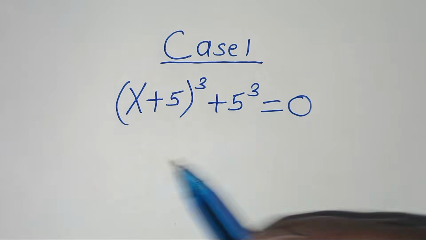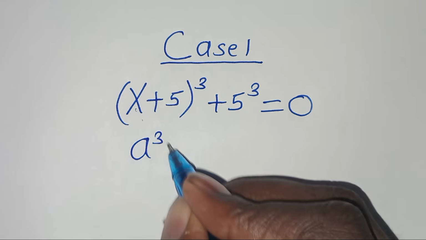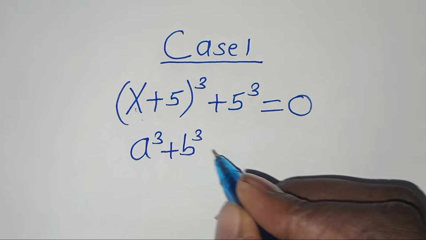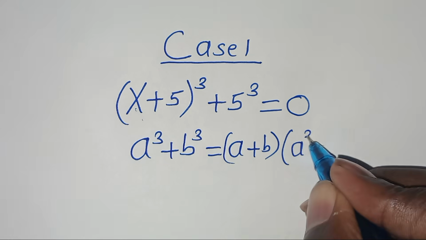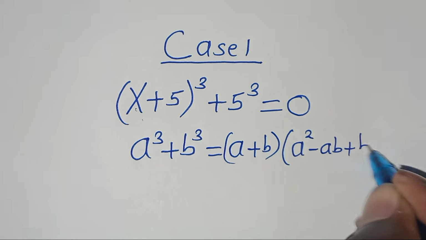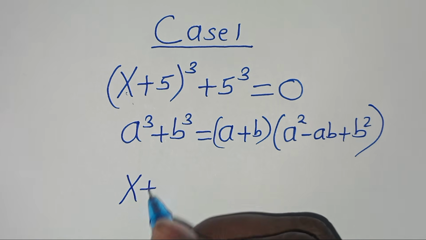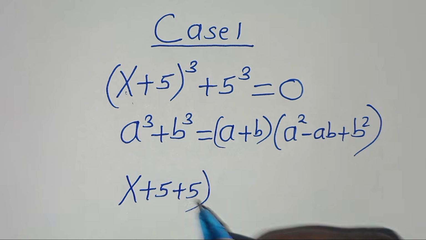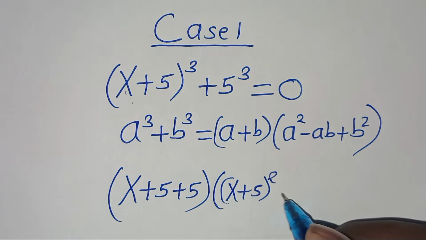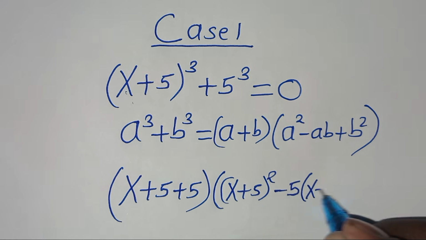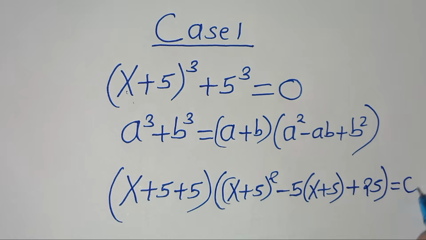Now case 1 here is (x + 5)^3 + 5^3. This is the sum of two cubes, expressed as a^3 + b^3, which we can express as (a + b) multiplied by (a^2 - ab + b^2). Applying this identity, we have (x + 5 + 5) multiplied by ((x + 5)^2 - 5 multiplied by (x + 5) + 5^2, which is 25), and this is equal to 0.